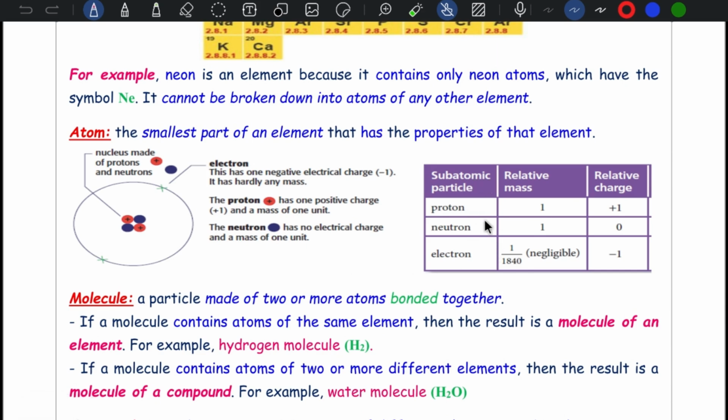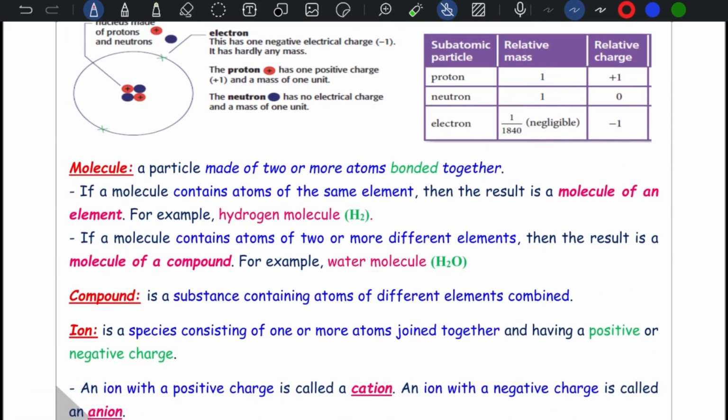You have to memorize this table. Subatomic particles like proton, neutron, and electron, the relative mass for each of them, and relative charge. For proton, relative mass 1 AMU, and relative charge +1. For neutron, relative mass also 1, and relative charge 0, neutral. For electron, relative mass 1/1840, which is negligible, while its charge is considered as -1.